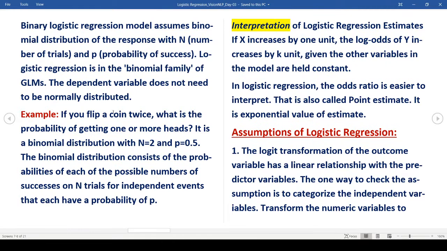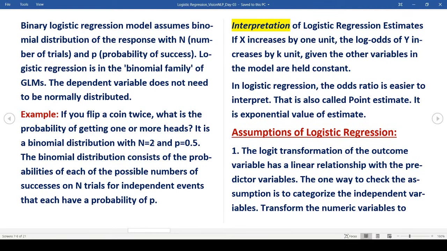Take an example: suppose you flip a coin. What is the probability of getting one or more heads? What is the distribution out of it? Here it will give you more sense, and then you can understand what binomial distribution is and what I'm talking about.